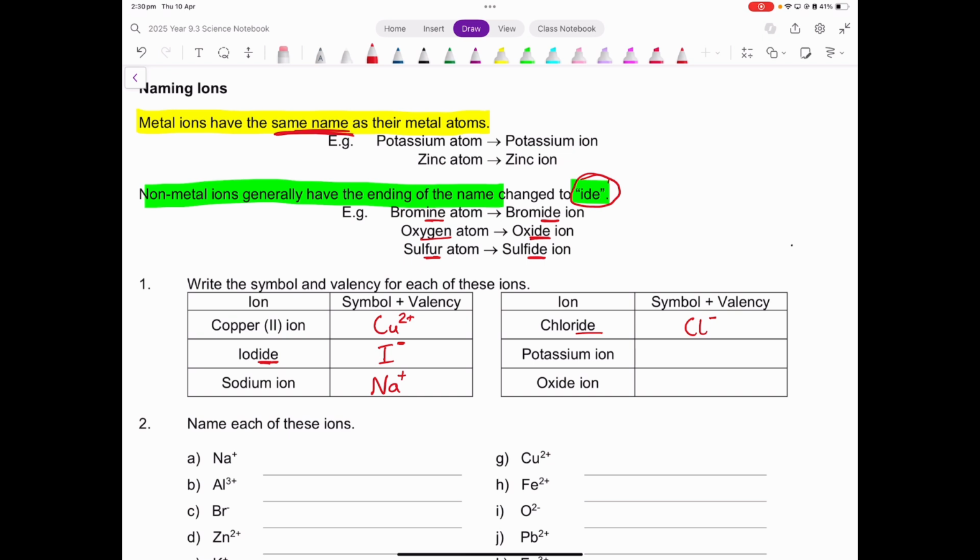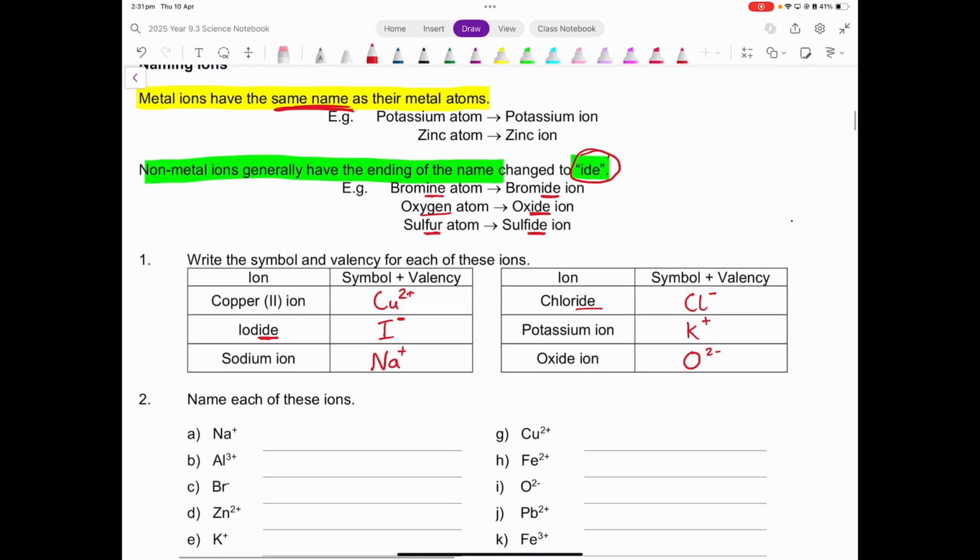So when I said this was the final bit of content and we just practice it a lot, I really wasn't kidding. We are going to practice this a lot now. Next, potassium. Number 19, potassium has the symbol of K and the valency of 1+. Oxide, number 8, has the symbol O, 2-.